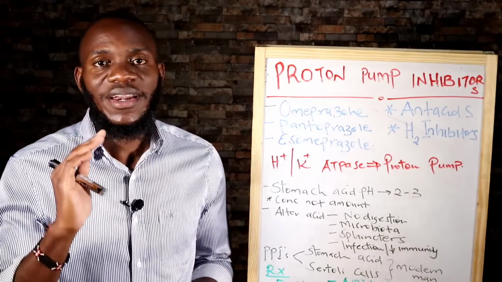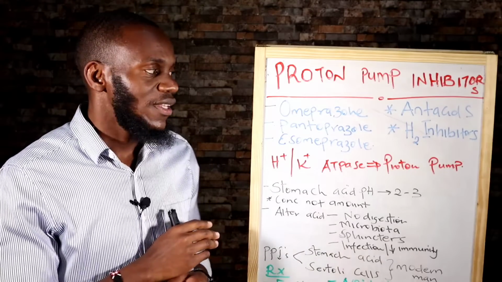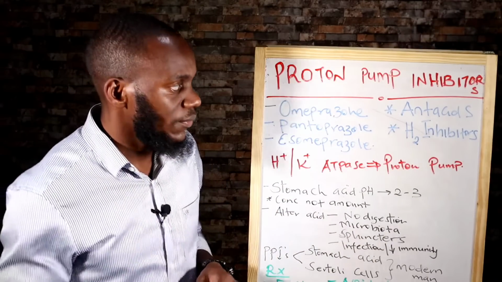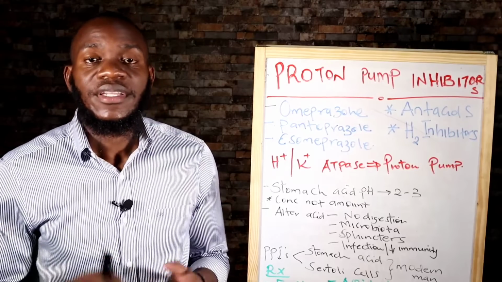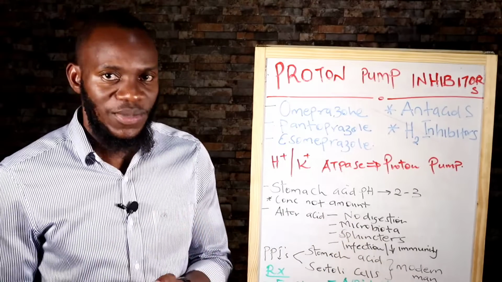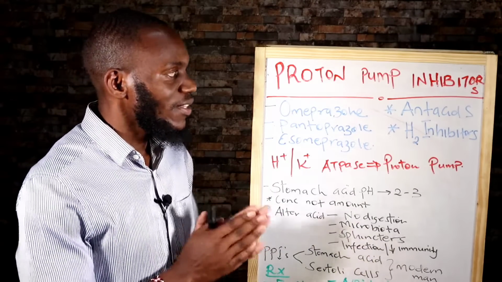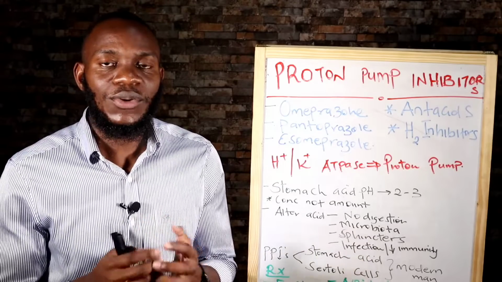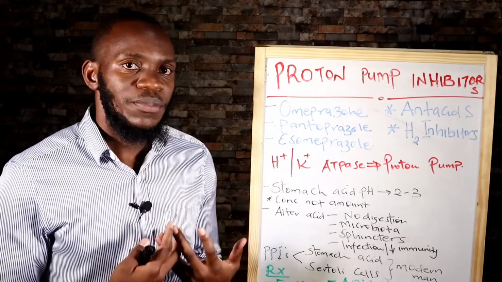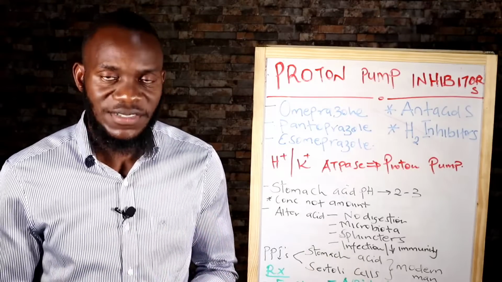Number two are H2 inhibitors or H2 receptor antagonists. These are the likes of ranitidine and cimetidine. Again, they inhibit receptors that help you pump the acid into the stomach. Those are histamine 2 receptors. Then the last one is proton pump inhibitors, which we are going to concentrate more on today. Proton pump inhibitors are again omeprazole, esomeprazole, pantoprazole, and the likes.